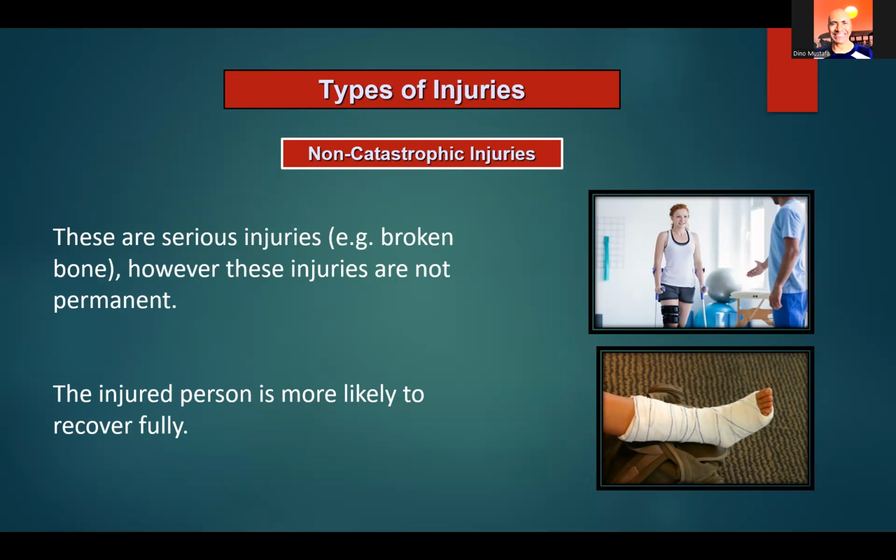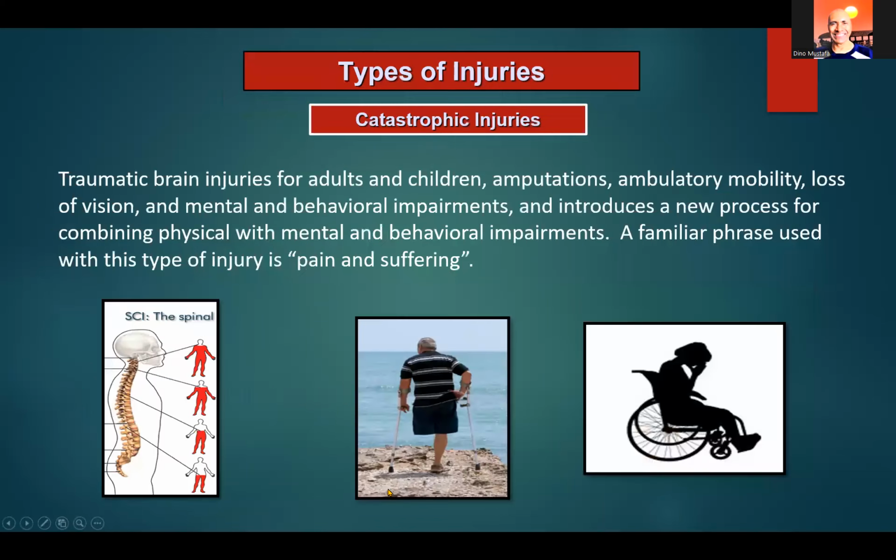So these are serious injuries, like a broken bone. However, these injuries are not permanent. The injured person is more likely to recover fully. Now, why should you be familiar with this? Because the amounts we're going to discuss in a moment are quite different for non-catastrophic, non-permanent, and permanent injuries. So you need to know that for the exam, as well as to talk to your customers, you need to know how much the amount is.